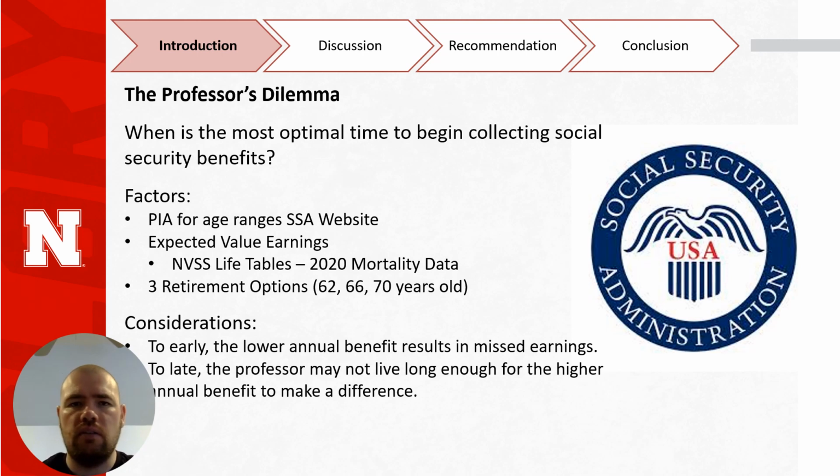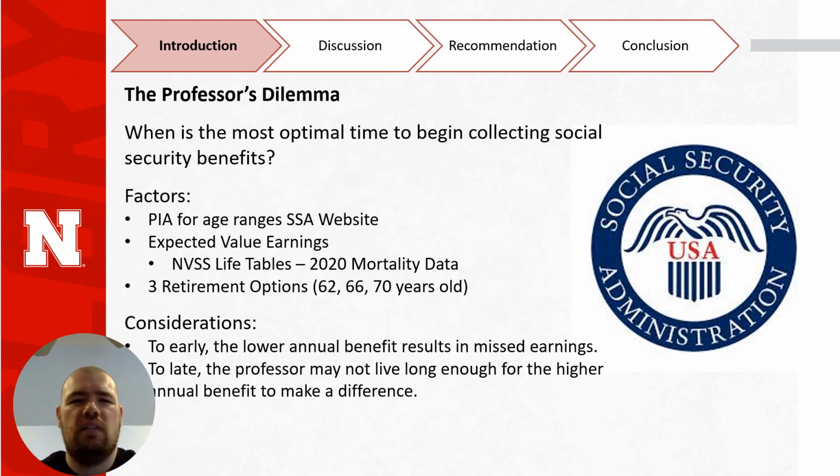And the main consideration of this problem is if she retires too early, receives a lower annual benefit, she may outlive the optimized range of that benefit. Whereas if she retires too late, she will receive a higher annual benefit, but may not live long enough in order to realize the increased annual benefit.